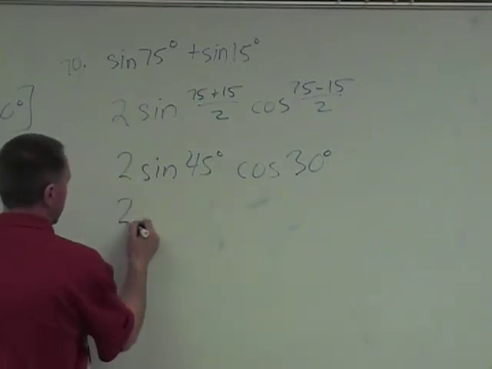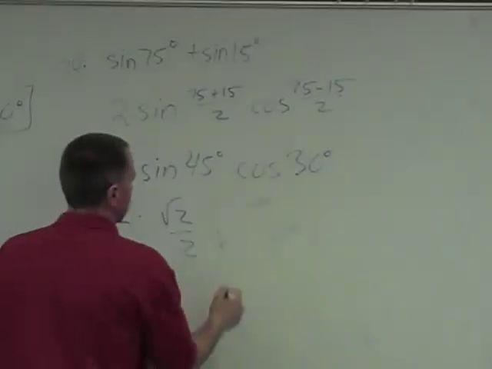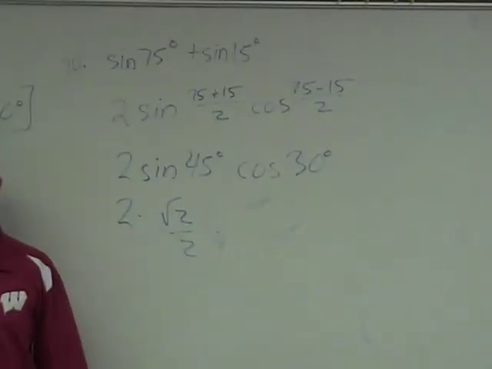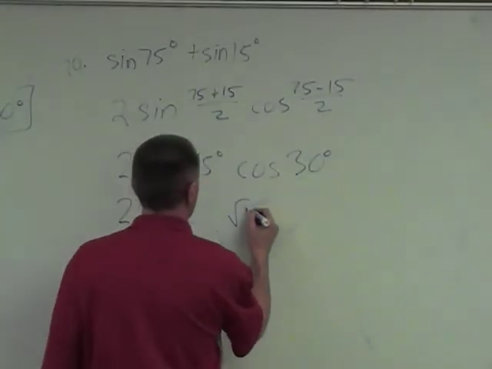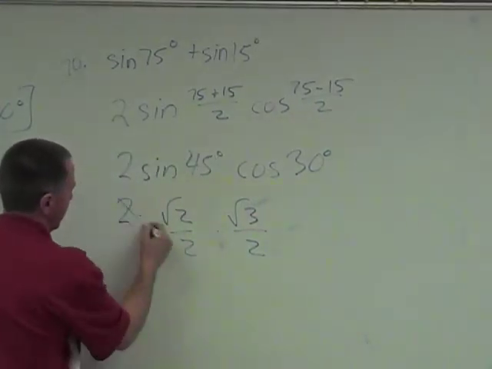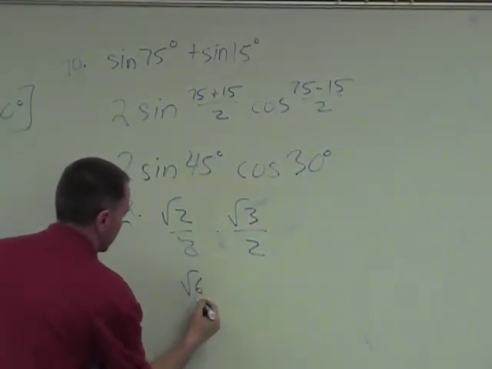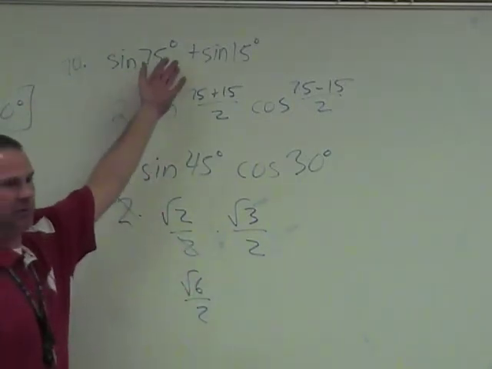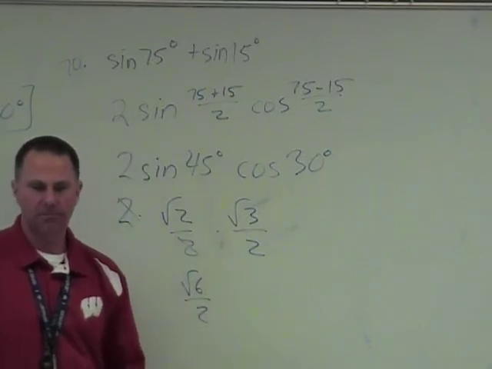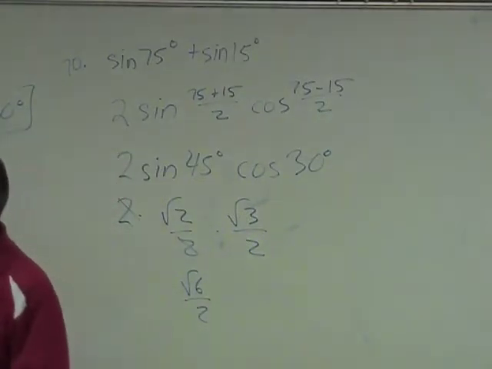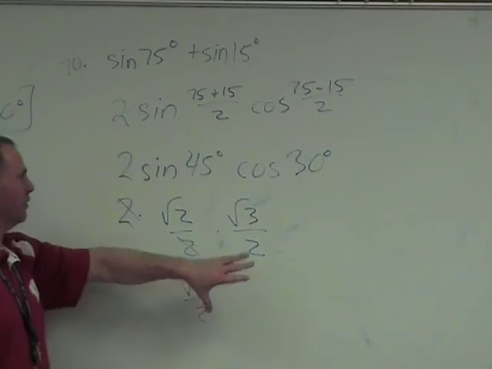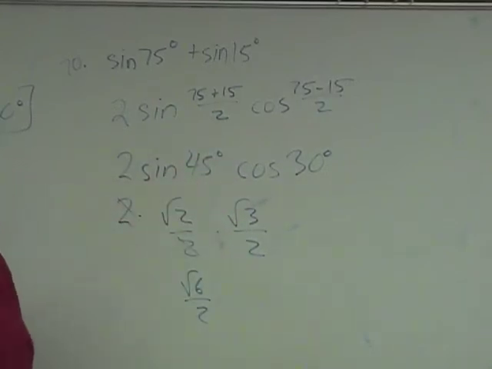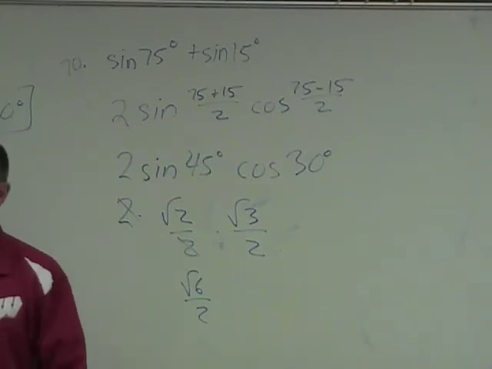is square root of 2 over 2. So we have 2 times radical 2 over 2. What is the x value at 30 degrees? Radical 3 over 2. So here those will cancel out, and we have radical 6 over 2. And if you did that in a calculator, you get the same thing as if you took the sine of 75 plus the sine of 15. Okay? So that's the product to sum formula and the sum to product formula. See, here's the product. Same type of thing. Any questions on that?